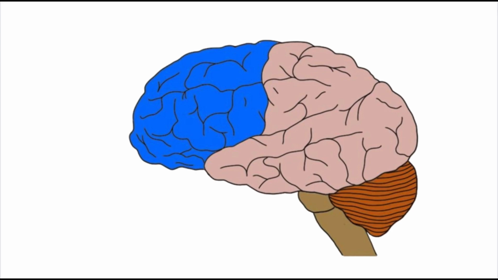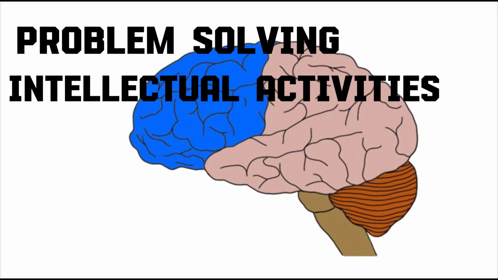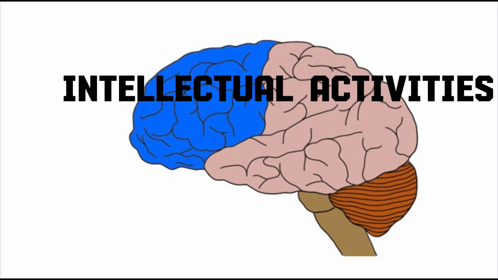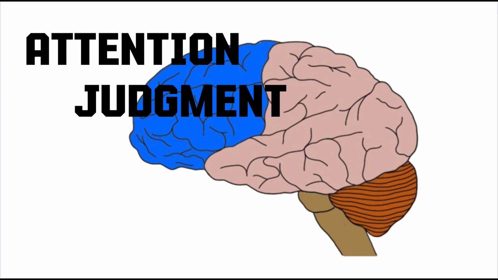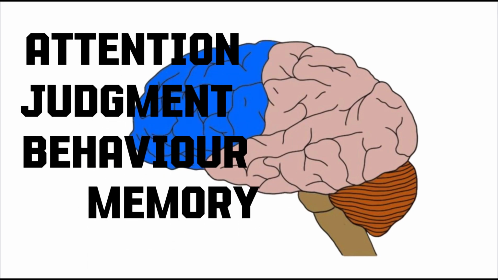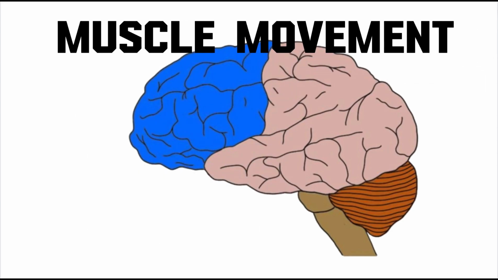The frontal lobe controls problem solving and intellectual activities. Also, the frontal lobe controls your attention, judgment, behavior, memory, and even your muscle movement.